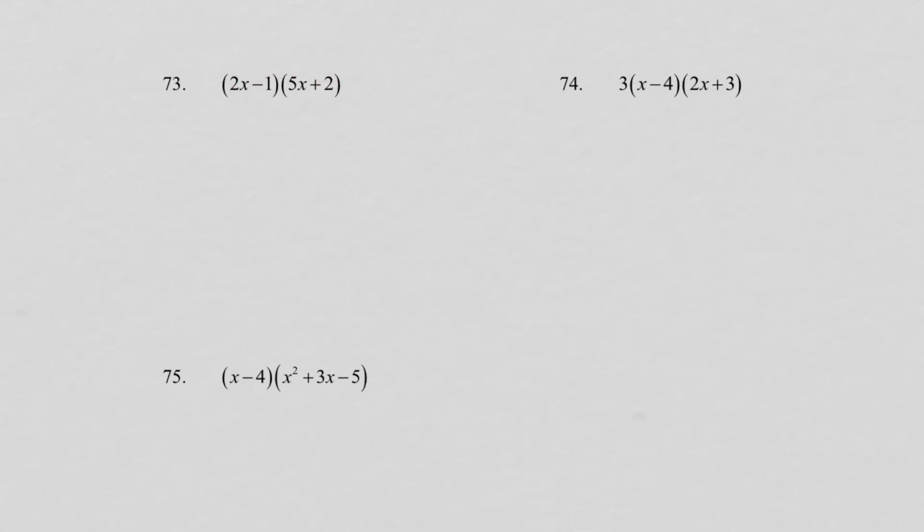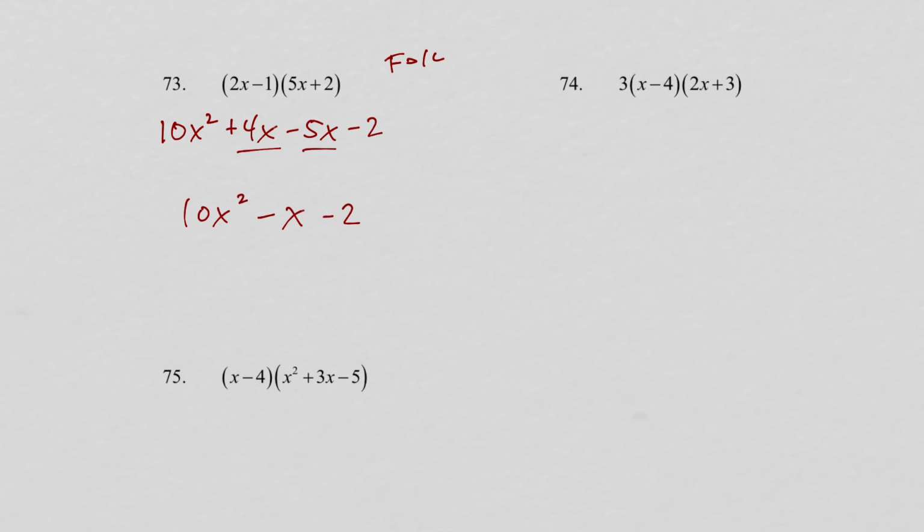I'm going to FOIL this. The first is 2x times 5x. The outer is 2x times 2. The inner is negative 1 times 5x, and the last is negative 1 times 2. These are like terms, and they combine to negative 1x, but don't write the 1, minus 2.